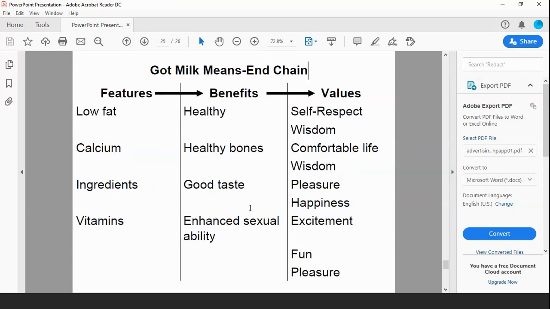So like the Pak milk campaign tells you that you should have milk because it is healthy, and it will give you self-respect and wisdom and pleasure and happiness and all that.